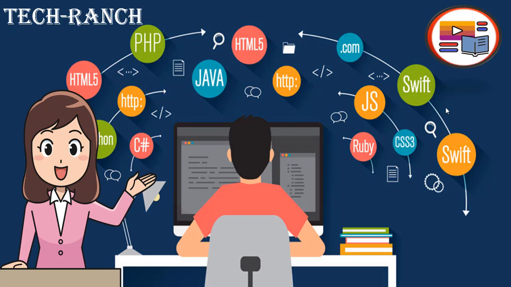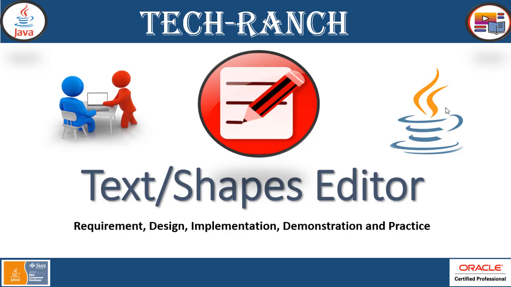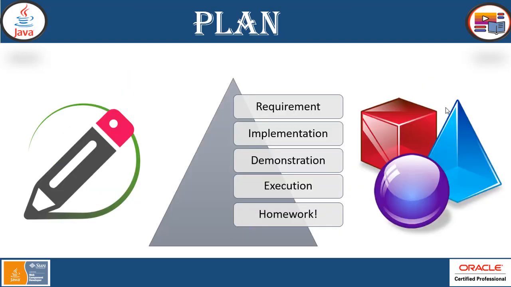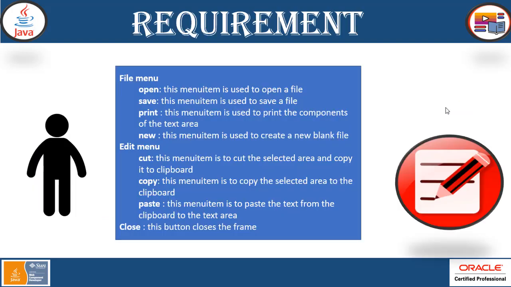Let's make coding fun. TechCrunch practice project: text and shapes editor. So in this session, we'll see how we can make a Java application, where we'll see the design, the implementation, and the demonstration, and the practice idea to make a text and shapes editor. This session is divided into two parts. One, we'll see how we can make a text editor, and another is how we can have an editor which can create shapes. Now, first, we see the text editor.